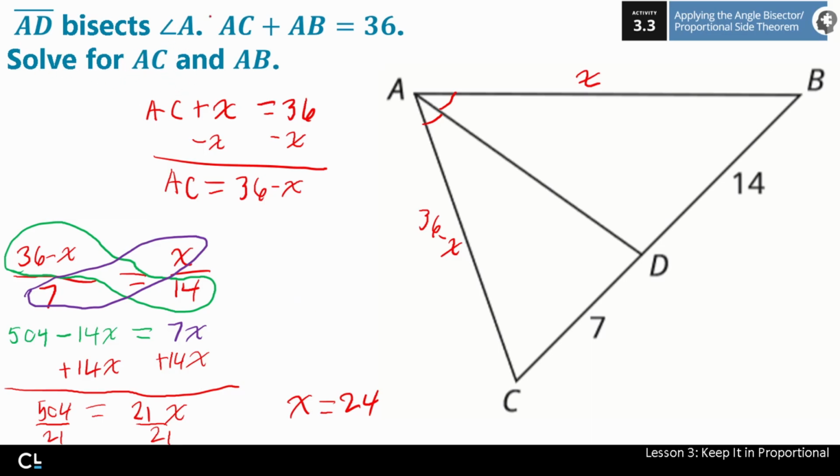But this isn't our final answer because nothing here says, hey, what is x? No, you want to solve for AC and AB, so we have to plug it back in. AB is easy. We could just say it's 24. But for this one, it really has to be 36 minus 24, which is going to give me what? We do 36 minus 24. We get our answer to be 12. Boom. And so AB is 24. AC is 12. There we go. We solved the problem.